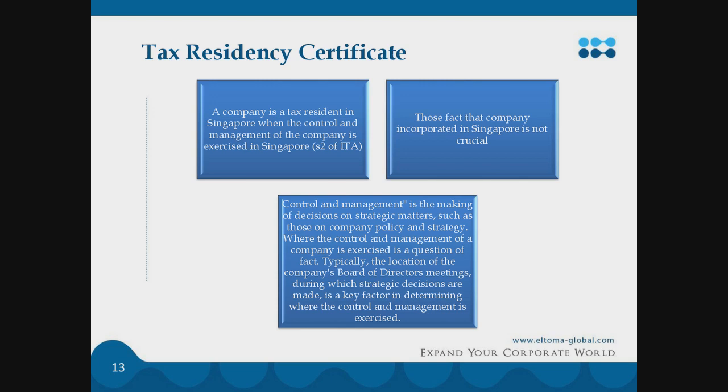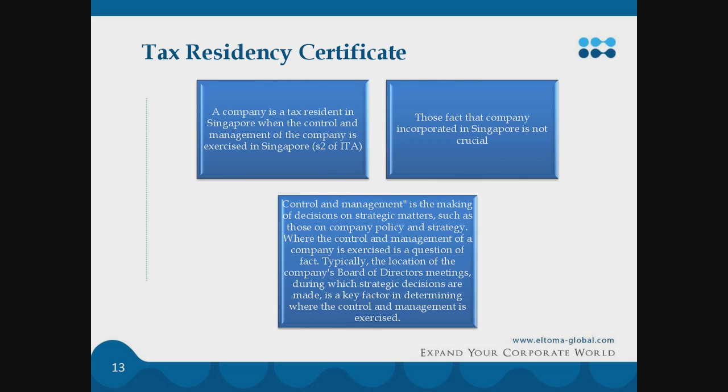The avoidance of double taxation agreement is an agreement signed between Singapore and another country that serves to relieve double taxation of income earned in one country by a resident of the other country. Only the tax residents of Singapore and the respective treaty country can enjoy the benefits of a double tax agreement.